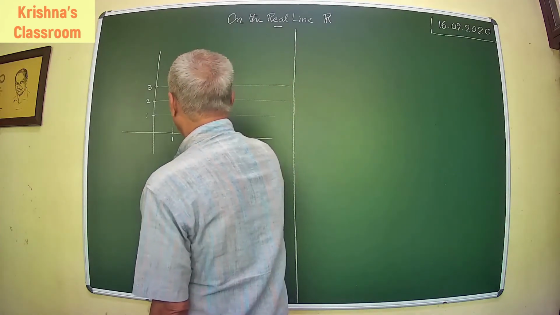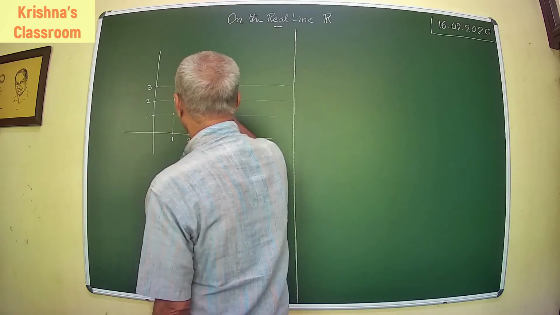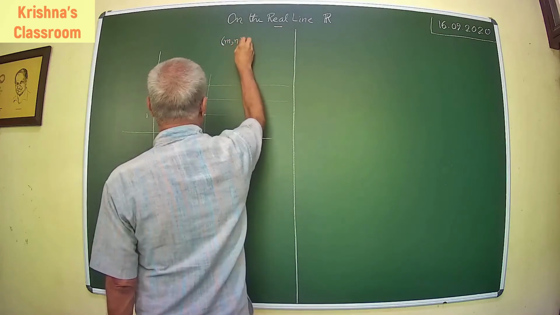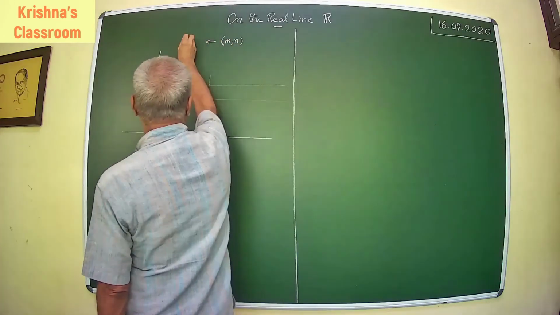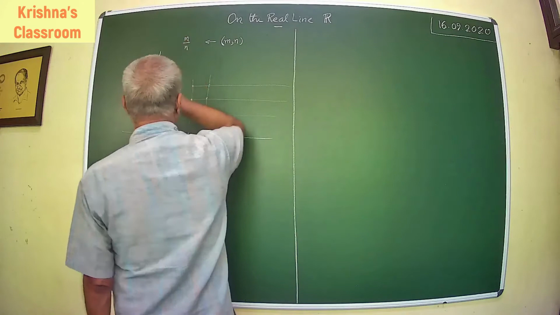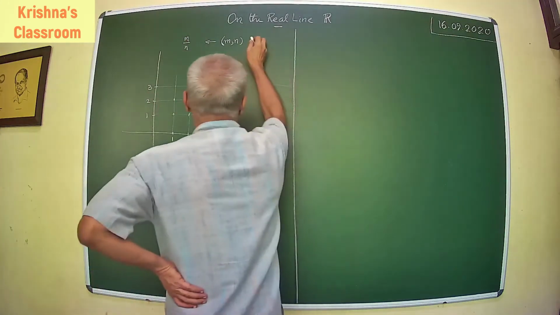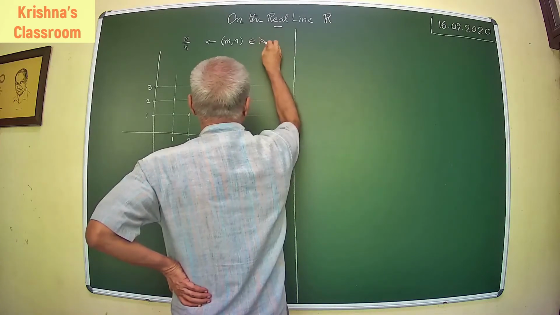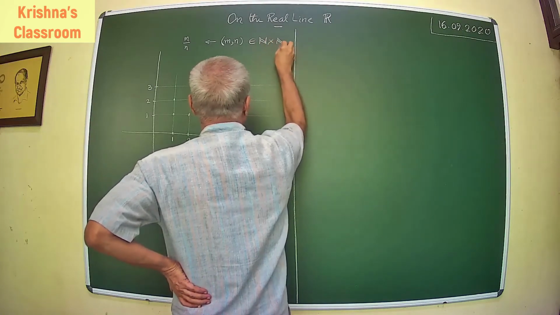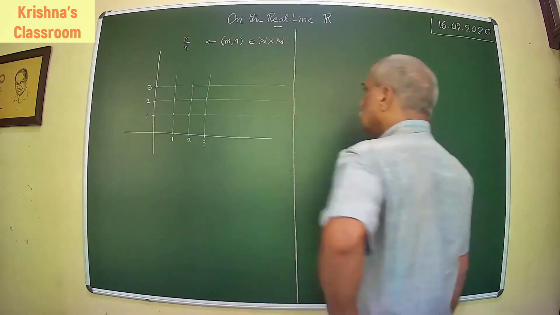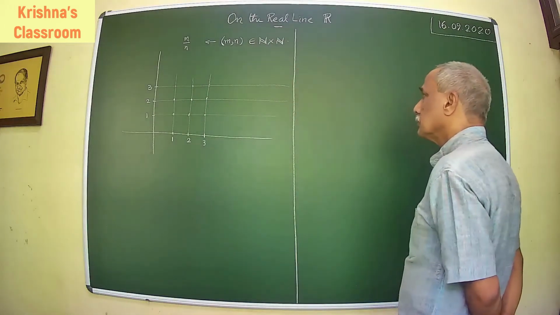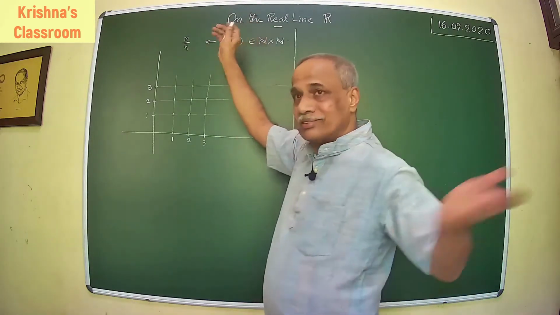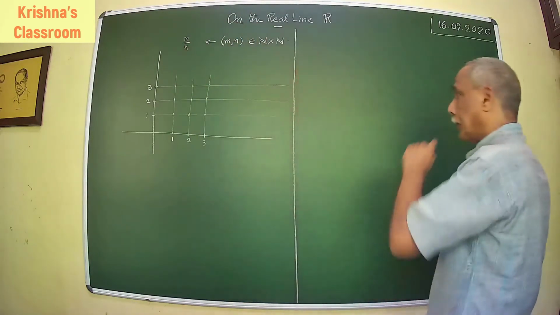Now a general point in this is given by m, n, which corresponds to m by n as a fraction, and this belongs to N cross N. Now there is no question of n becoming 0 here because 0 is still not there. Okay, fine.